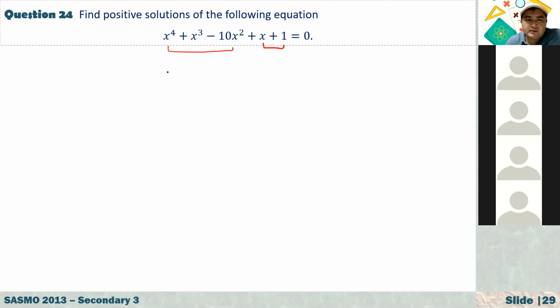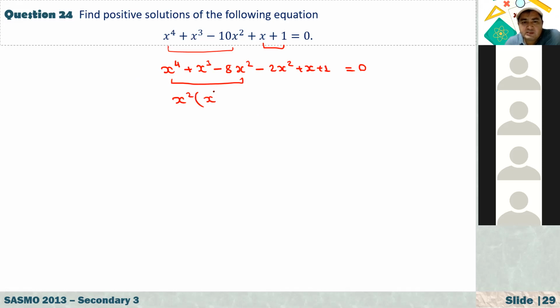Okay. How about like this? X to the power of 4 plus x cubed minus 8x squared minus 2x squared plus x plus 1 is equal to 0, right? And now here, x squared is a common factor. So I can just write it as x squared times (x squared plus x minus 8). And minus is a common factor, I mean, just take this minus out: 2x squared minus x minus 1 is equal to 0.